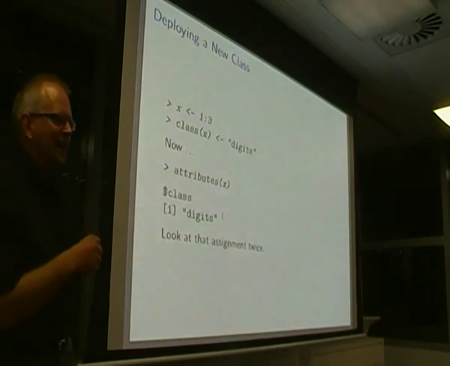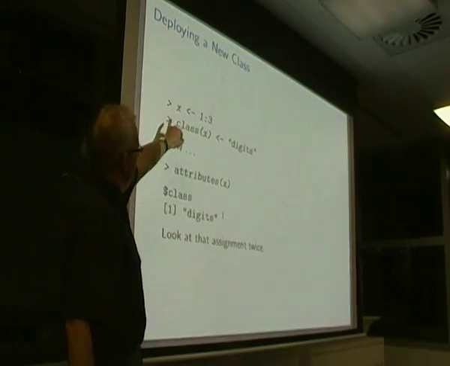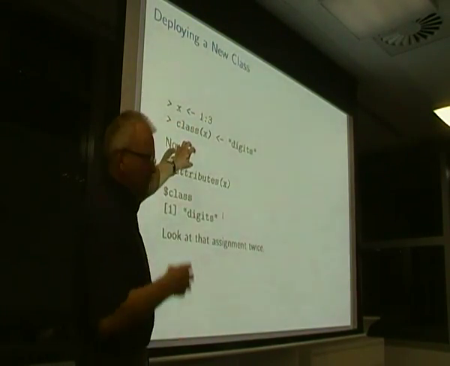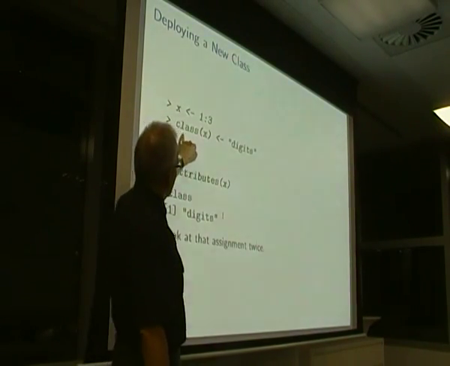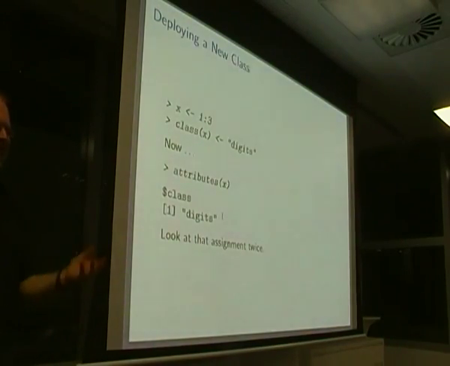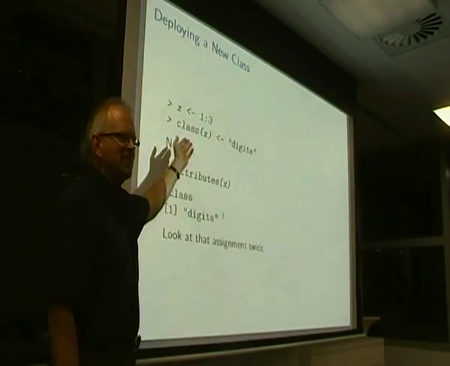So how do you make a class? That's a good question. That's the thing we're going to handle next. So here's an object, x. It's just numbers 1 to 3. And I'm going to invoke a new class simply by this means: class of x assigned digits. That's it. Digits now exist as a class, and x is an object of class digits.